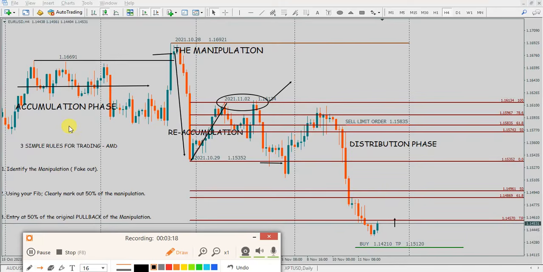So I'll just go over the rules one more time. First, identify the manipulation. You can only identify the manipulation after it has occurred. So if price breaks out, pulls back and then continues, then that is not a manipulation. That now becomes a continuation. So what we want is to let the market show us that it has manipulated something.